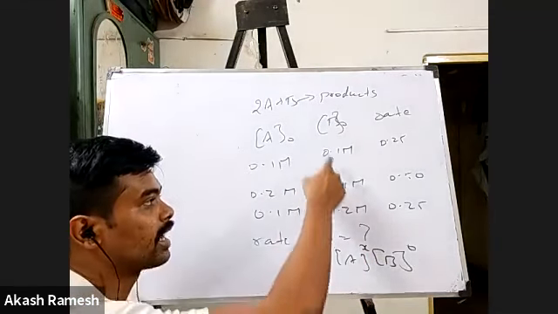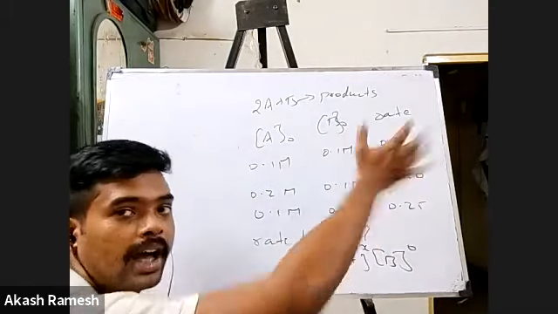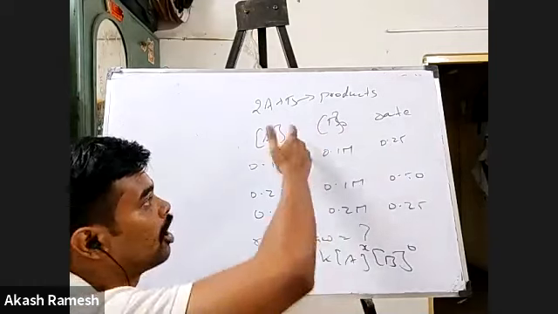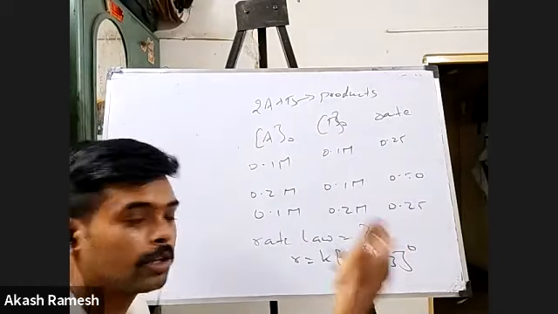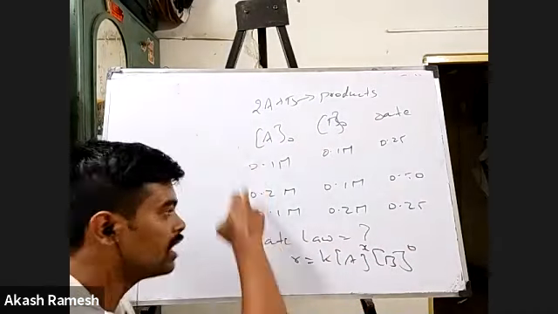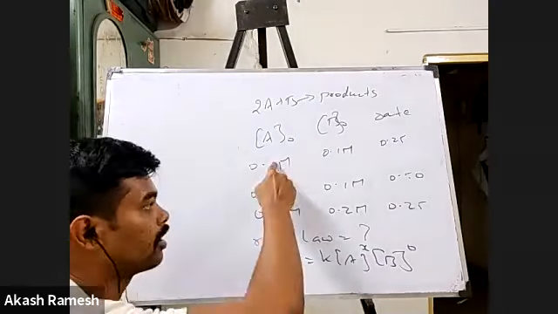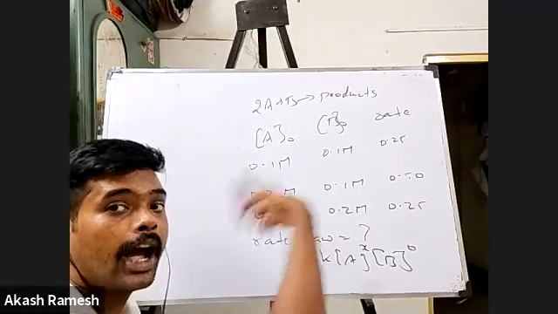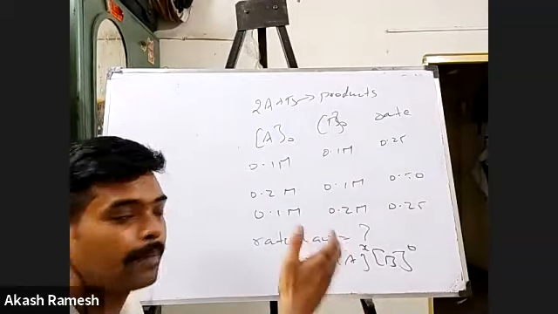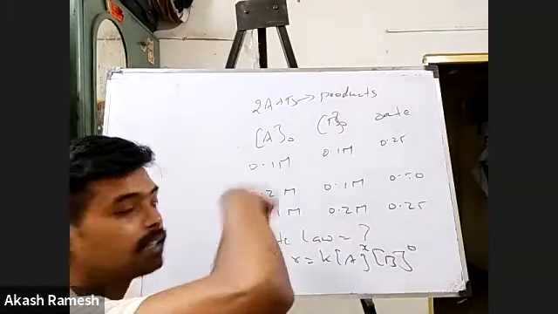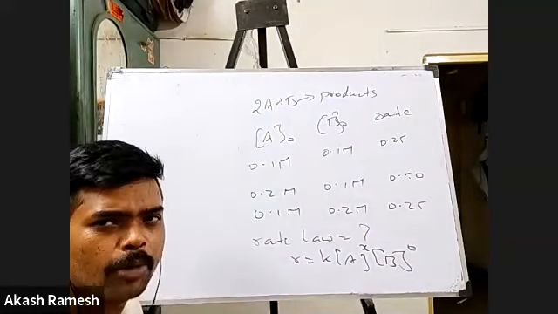And in the first two, B's concentration is not changing. So I will take this and write the two rate laws, find the order with respect to A. If at all I want to find the order with respect to B, I will make sure that A is constant. That is, I'll take the first and third iteration because here A's value is constant and B's value is changing, from 0.1 to 0.2. Now A's will get cancelled, and I'll be able to find the order of B.